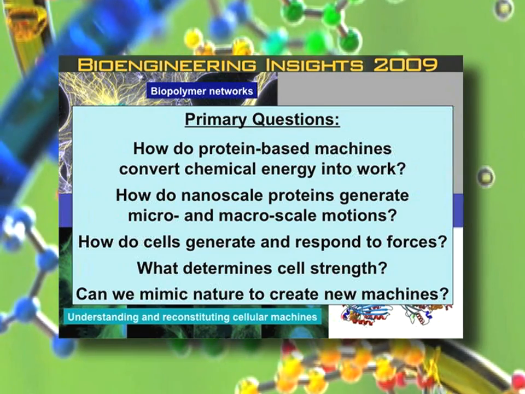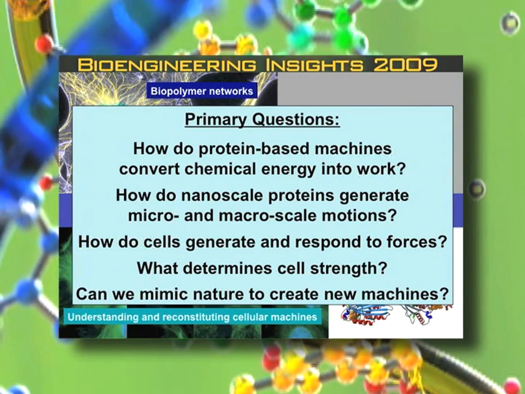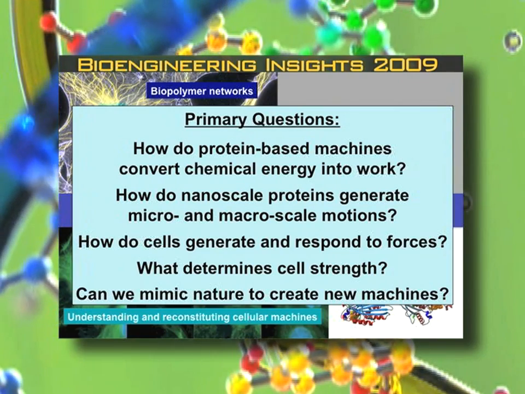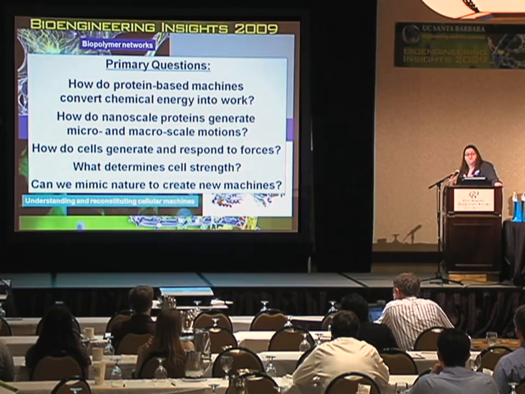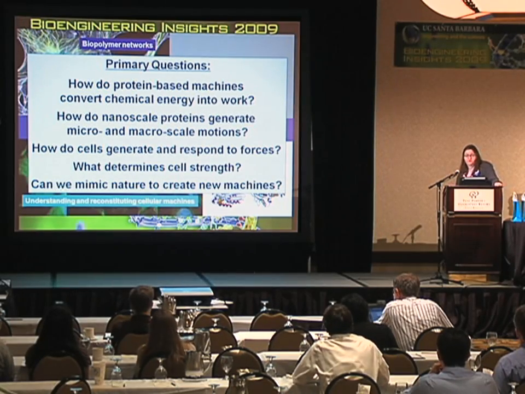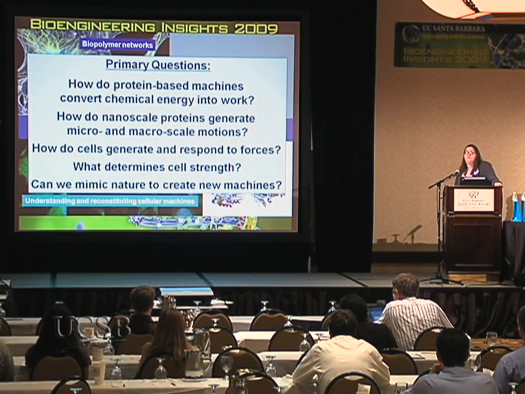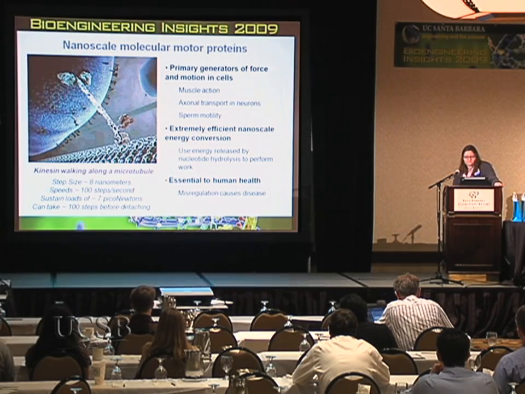So some of our primary questions are, how do these protein-based machines work? How do nanoscale proteins generate large-scale motions? So if most of the force generation is happening because polymers are growing in nanometer increments or very small proteins are doing movements, how are they coordinated at the systems level to allow for division or to allow for development? How do cells generate and respond to forces? What determines strength? And then can we mimic nature to make new types of machines?